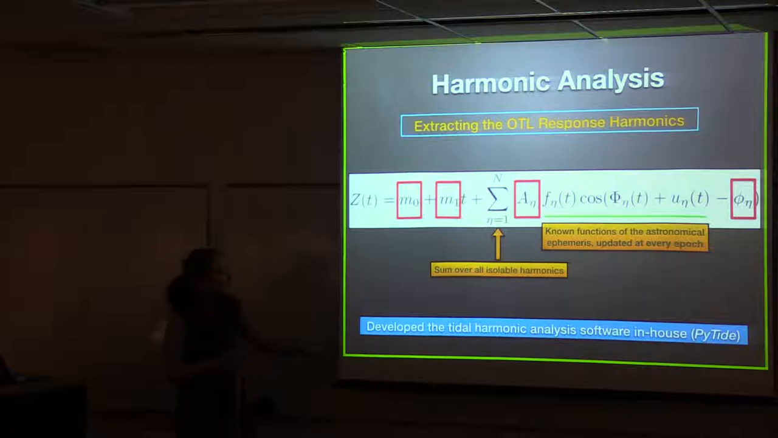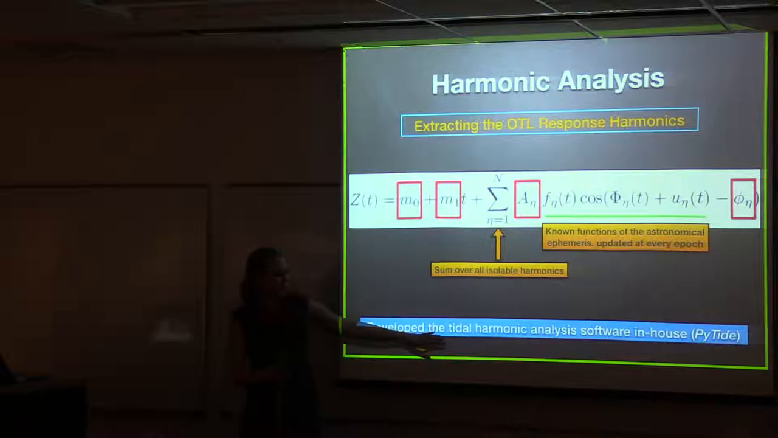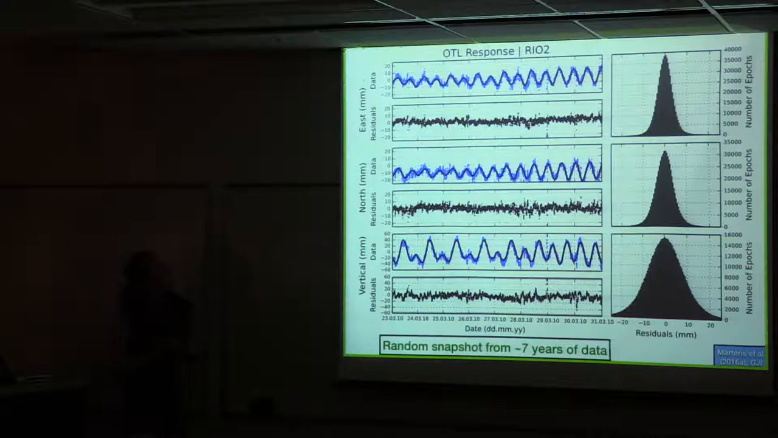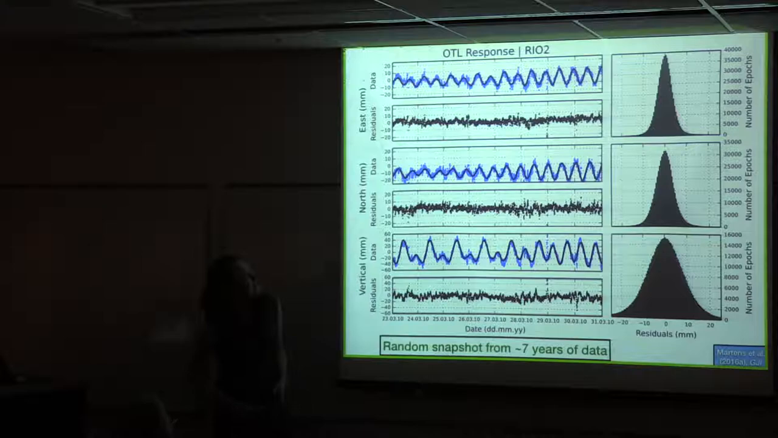So we also developed the software to do this inversion in-house as well. It's written in Python, so we called it PyTide. And these are the results of running PyTide on our GPS time series. This is for a GPS station called Rio 2 in Brazil.